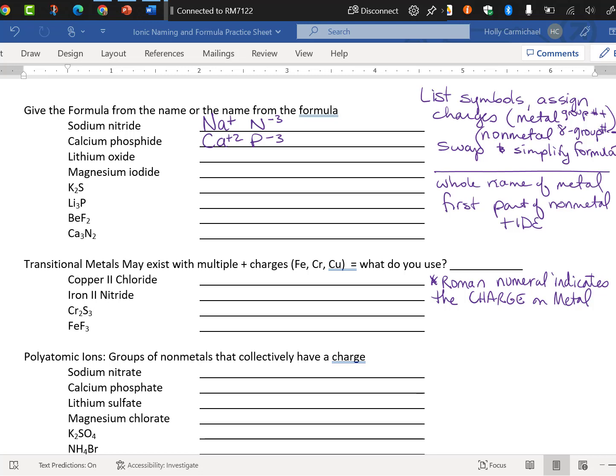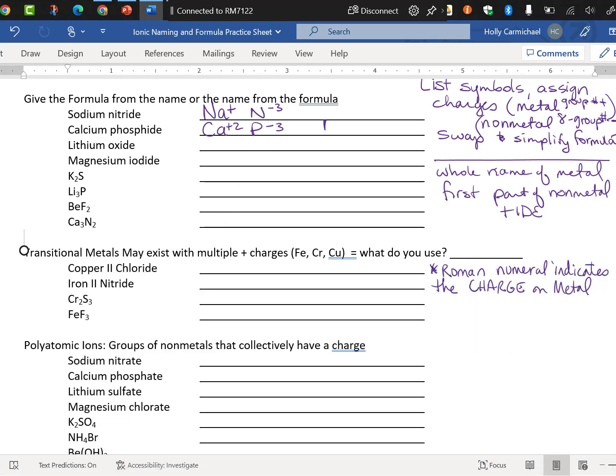Once you do that, the next thing to do is swap the charges to figure out the formula. What I mean by this is the charge on the sodium tells you how many nitrogen, and the charge on the nitrogen tells you how many sodium. So you just swap. Don't swap the plus and minus, just swap the numbers from the charge, and that'll tell you the formula. So this one comes out being Na3N.